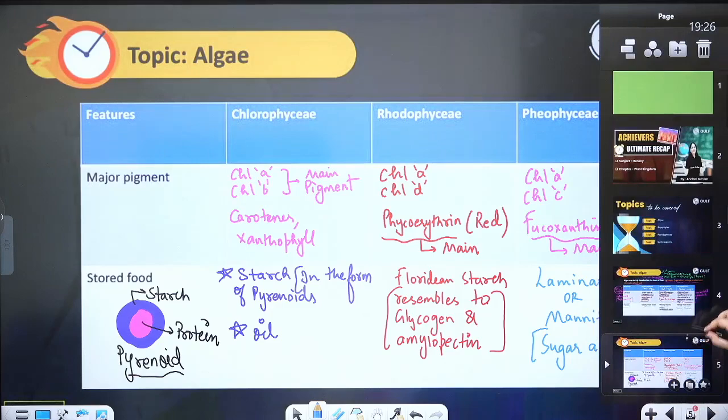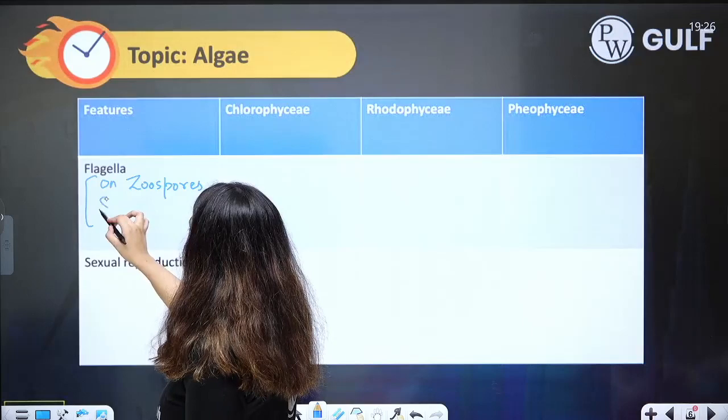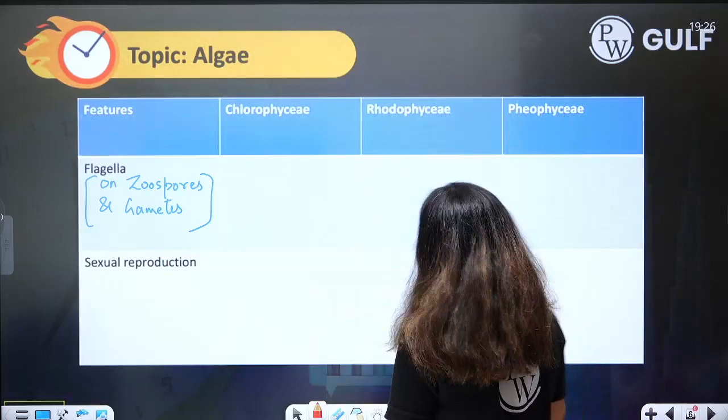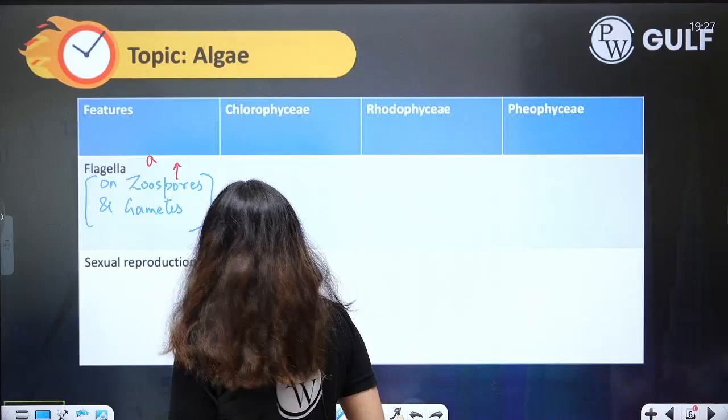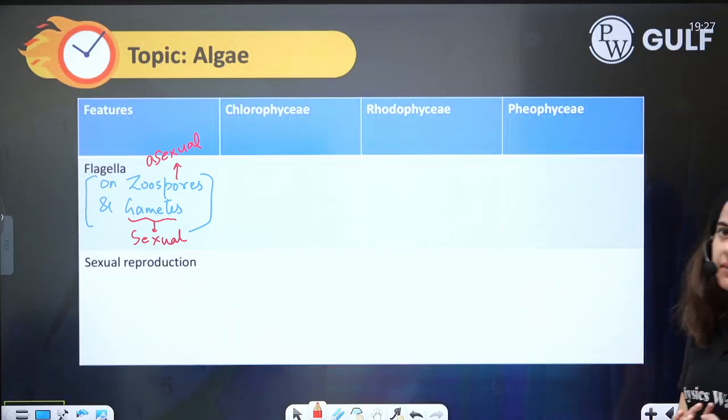Let's talk about their flagella. Beta, flagella are present on zoospores and gametes here. Zoospores are involved in asexual reproduction, whereas gametes are involved in sexual reproduction. You all know zoospores are involved in asexual reproduction and gametes are involved in sexual reproduction.